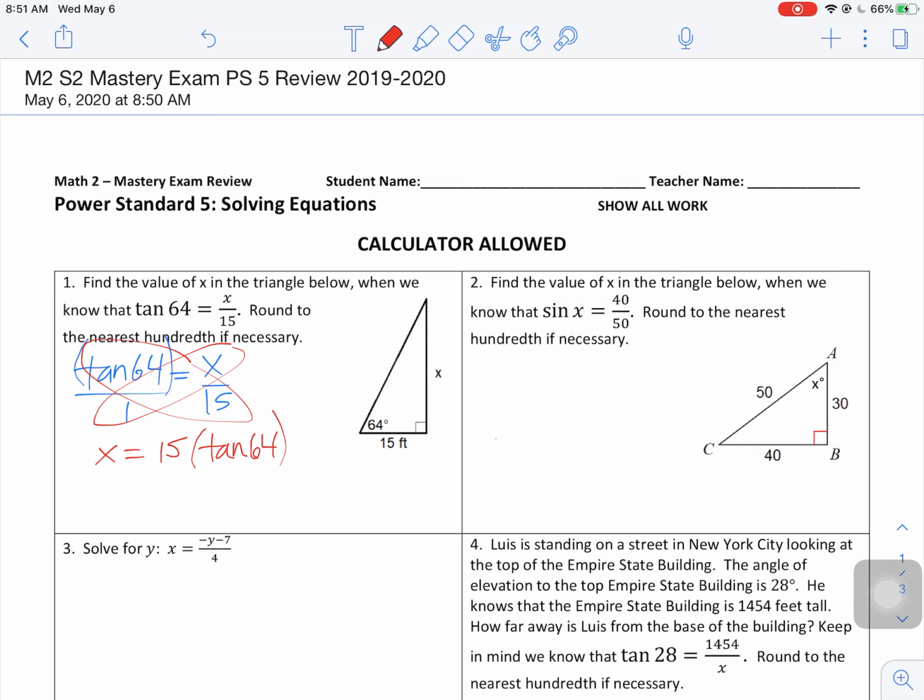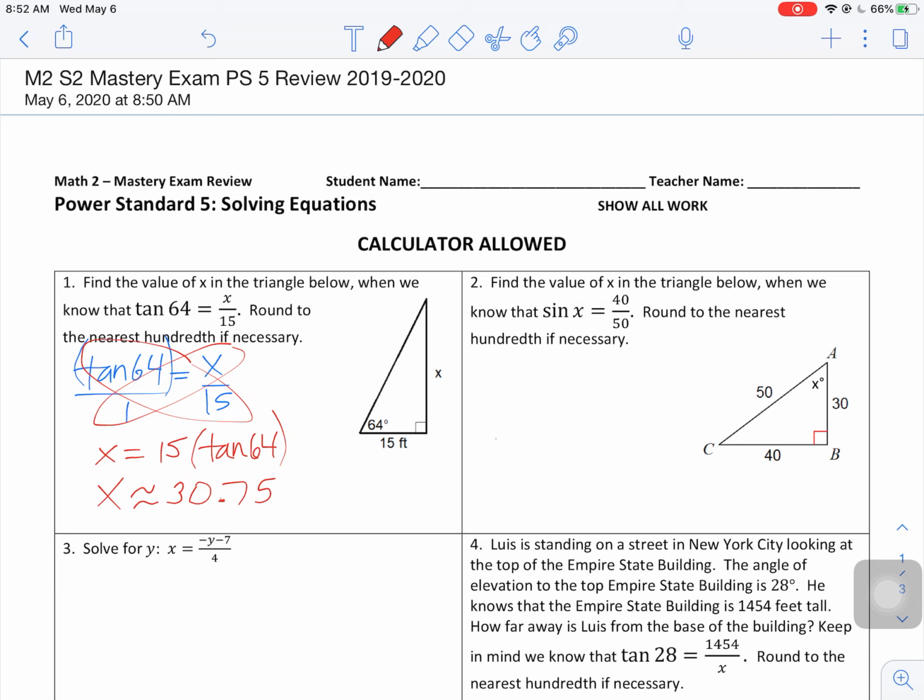If you're using the TI-84 app, you have to hit mode, and then you could just press the word degree, and then hit enter, and then your calculator will be in degree mode. And then you just type it in. So 15 times tangent 64, and then it says to round to the nearest hundredth, so I'm seeing 30.754 in my calculator. So the fact that there's a 4 after the 5 tells me to stay the same as opposed to rounding up.